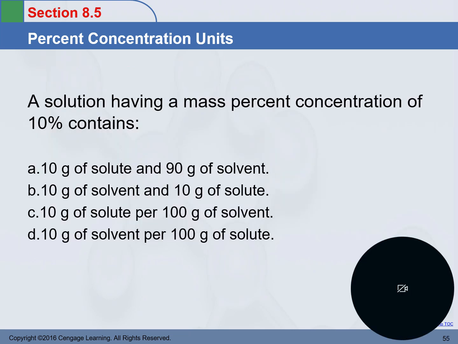Here's the first learning check. So we're looking for a solution that has a mass percent composition that's 10%. So in this one you got to be careful because you want 10%. So the answer would be A in this case, because it's going to be mass of the solute over the mass of the solution, and the solution would be these two things added together, and of course times 100.